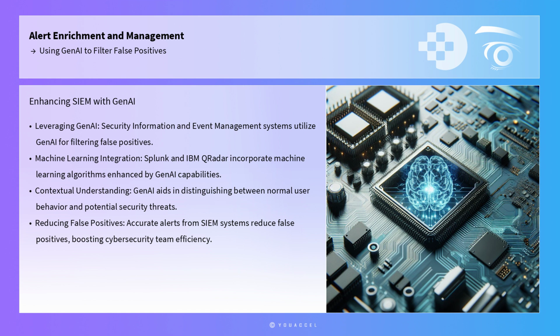One practical tool that leverages GenAI for filtering false positives is security information and event management systems. Modern SIEM tools, such as Splunk and IBM QRadar, incorporate machine learning algorithms that can be enhanced with GenAI capabilities. For example, Splunk uses machine learning to analyze patterns in network traffic and identify anomalies. By integrating GenAI, these systems can be trained to better understand context, such as distinguishing between normal user behavior and potential security threats. This integration enables SIEM systems to provide more accurate alerts, thus reducing the number of false positives and improving the efficiency of cybersecurity teams.